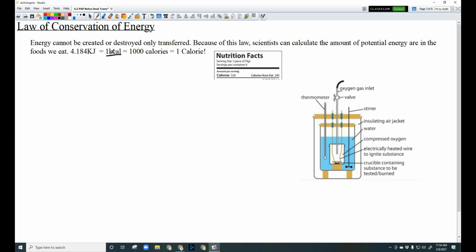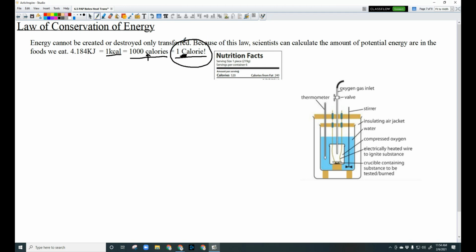1 kilocalorie, 1 kilo, is 1,000 calories. So take out the kilo: 1 kilocalorie is 1,000 calories, and that's equal to 1 Calorie. Look, now this is important: capital C, lowercase c. There's a difference. 1,000 little c calories is equal to 1 capital C food Calorie.